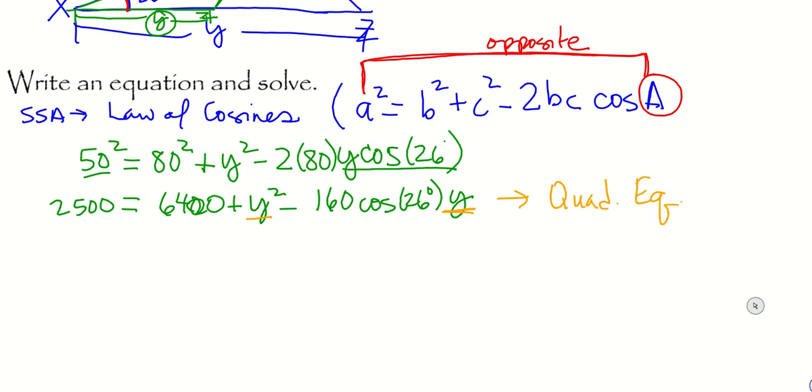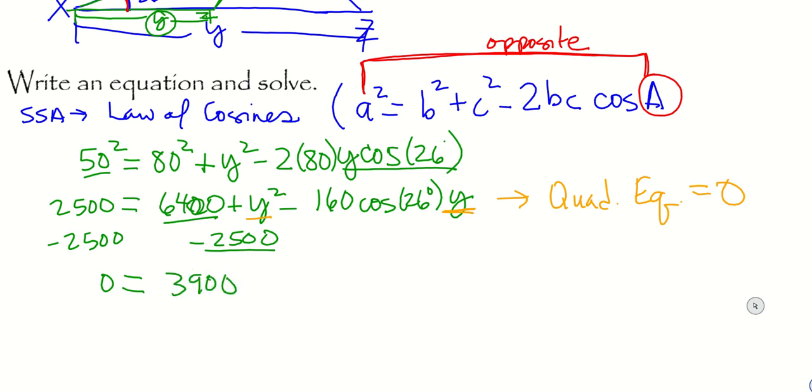And when we solve quadratic equations, we want to get them equal to 0. So I'm going to come in here, and I'm going to subtract this 2,500 from both sides of the equation, which gives me 0 equals. Now, these are both just numbers, so I can subtract them, and that gives me 3,900 plus my y squared minus my 160 times my cosine of 26 degrees times my y.